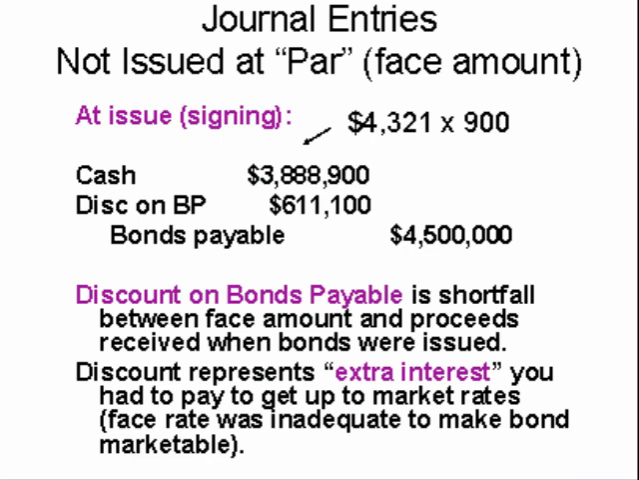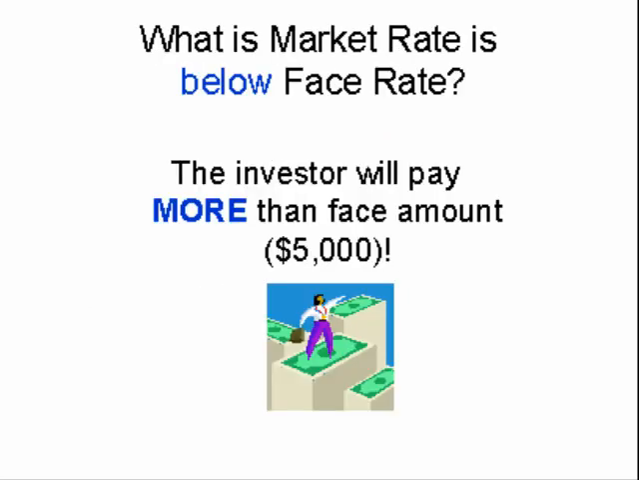We got something else because the market rate of interest was different. We record the cash we got, $4,321 per bond. We've got to record the full liability because we've got to repay the full $5,000. The difference, discount on bonds payable. This discount on bonds payable is the shortfall between the cash you got and the liability you're going to have to repay at the end.